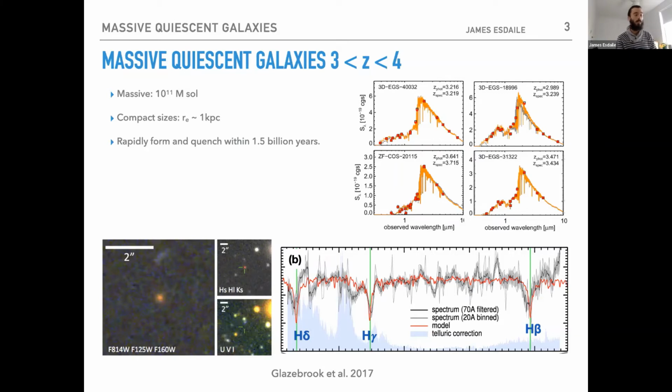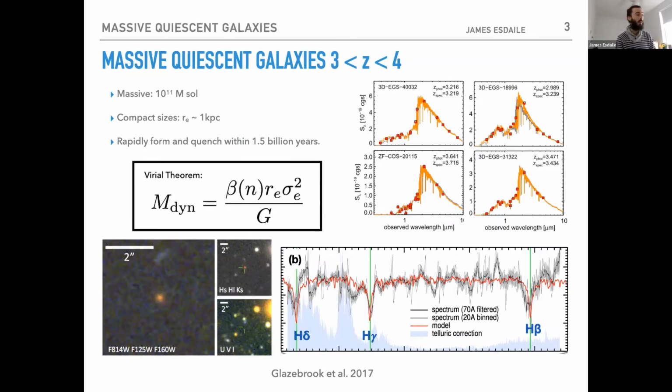But by using the spectra measuring kinematics and also the HST imaging that we have available in the H-band for these galaxies, we can resolve the sizes. We can combine all this information to measure a virial mass for these galaxies. And that's what we've done.